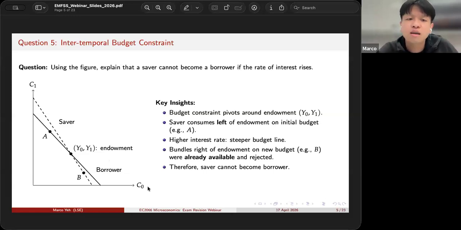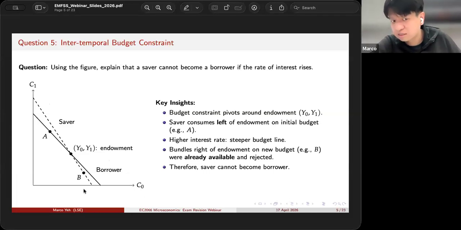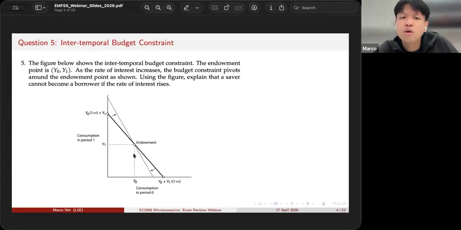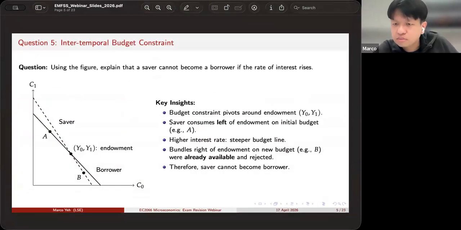That's why you can imagine C0 and C1 are two goods. Now C0 is more expensive for sure, so you will see a lower intercept. And for C1, it is less expensive, so we'll see a greater intercept. That's the intuition. If you really want to, you can do the algebra and find the slope. The slope of this budget constraint line should be 1 over 1 plus R, so as R goes up, the slope goes up. Okay, that's the thing.